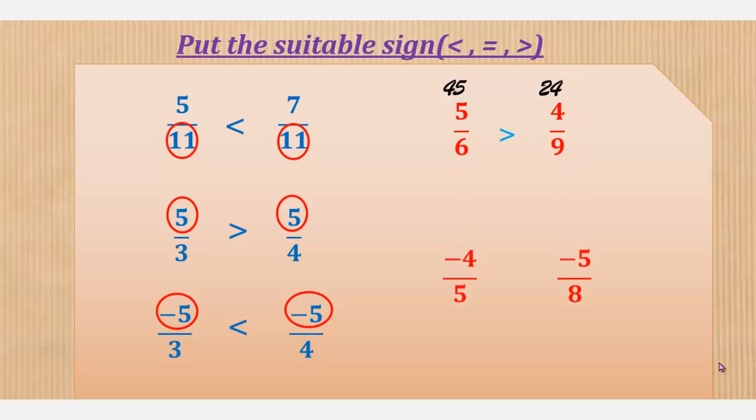Let's have another example. Negative 4 over 5 and negative 5 over 8. We have different numerators and different denominators, so we are going to do cross multiplication. 8 times negative 4 is negative 32, and 5 times negative 5 is negative 25. Which is greater, negative 32 or negative 25? In negative numbers, the smallest one in absolute value is the greatest, so negative 5 over 8 is greater than negative 4 over 5. Did you see how easy it is? It's just like comparing fractions.